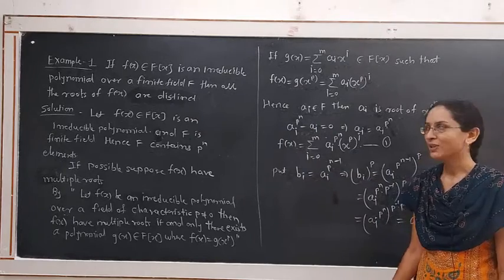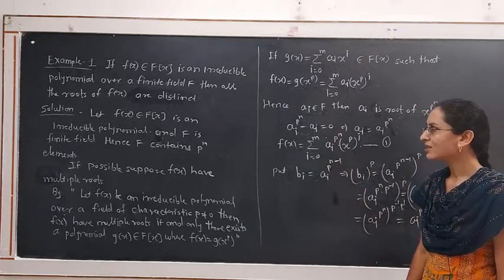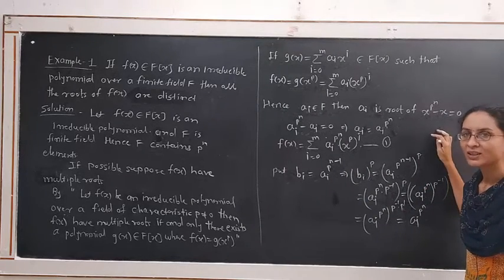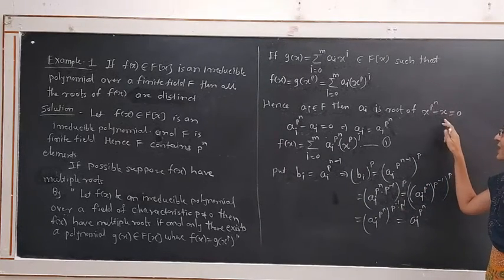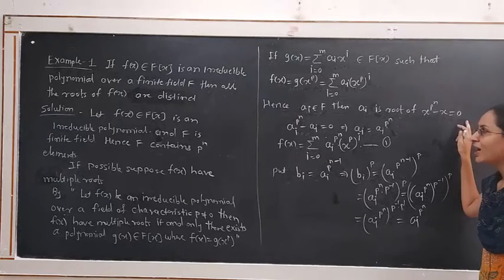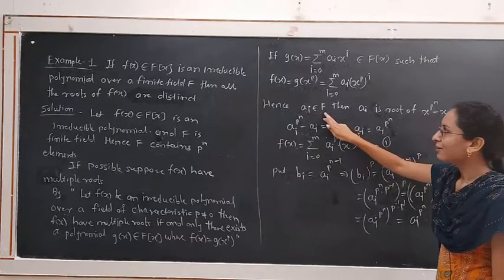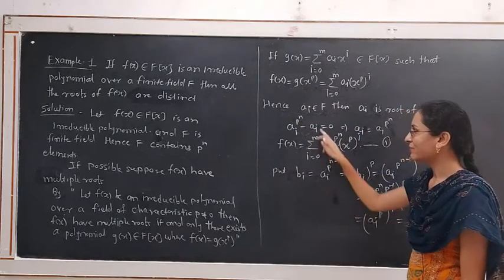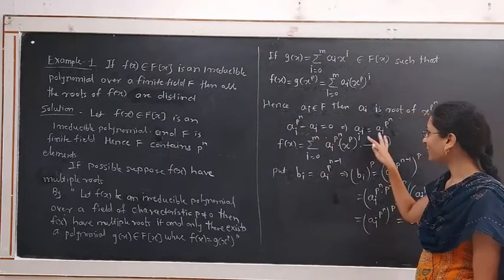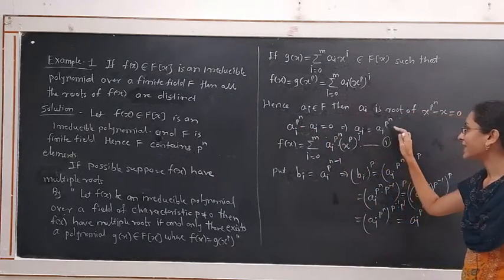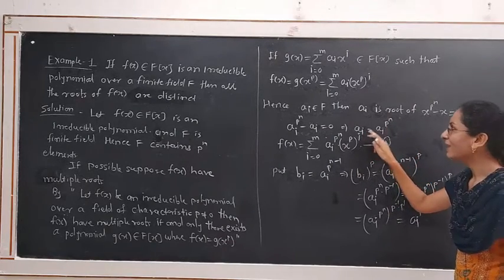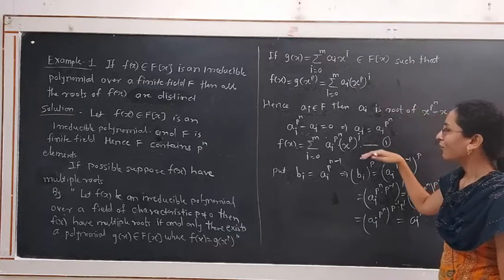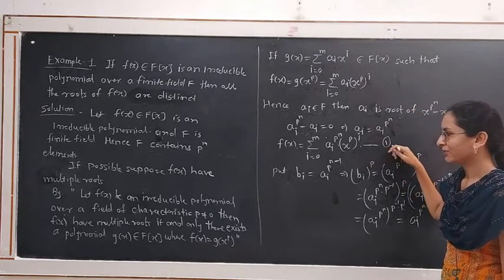Hence, each element of the field here is a root of this polynomial x raised to p raised to n minus x, or a root of the equation x raised to p raised to n minus x is equal to 0. Hence, each ai belonging to F satisfies this equation: ai raised to p raised to n minus ai is equal to 0. From this, we get ai raised to p raised to n is equal to ai. Using this value in the expression for f(x), call that equation number 1.